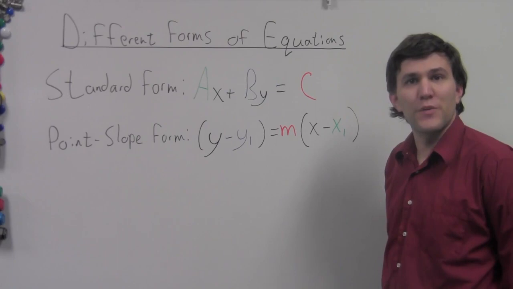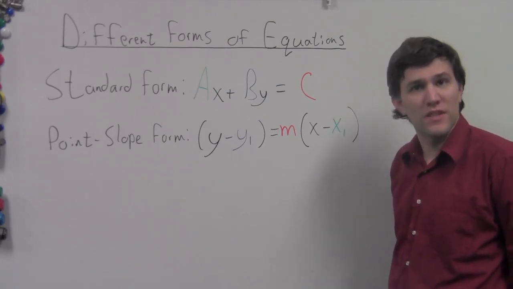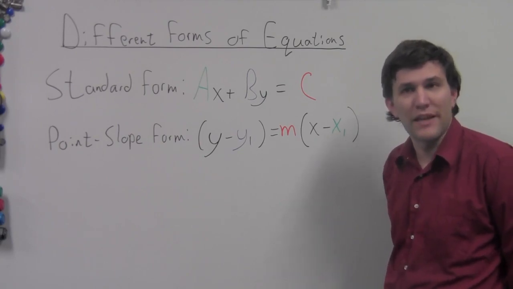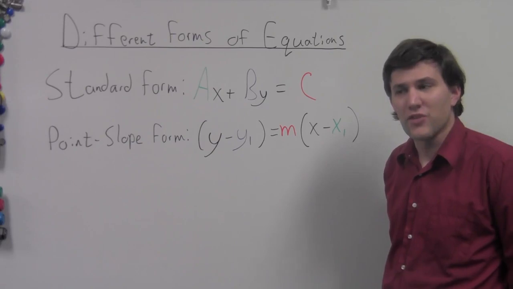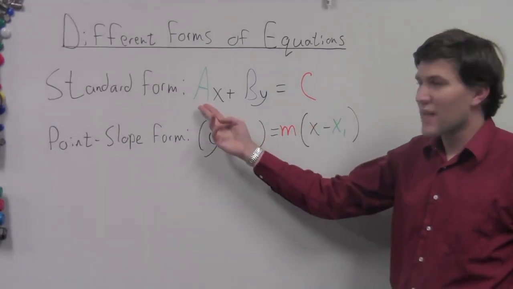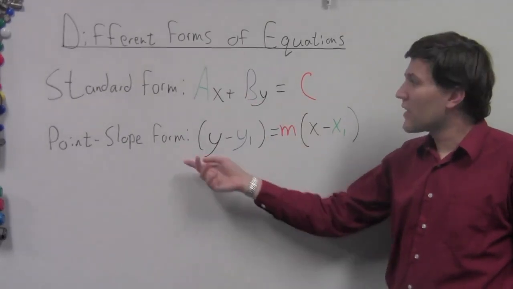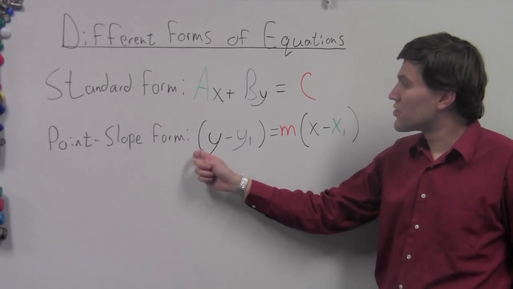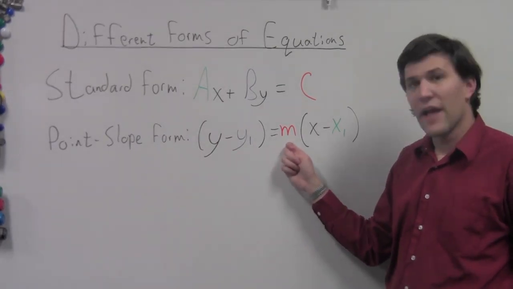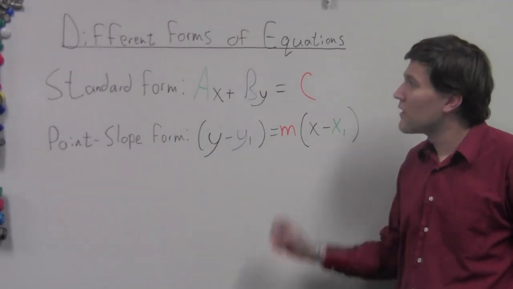Today we are going to be working with different forms of linear equations. Previously we have worked with slope-intercept form, which is written as y equals mx plus b. Today we're going to look at two other forms: standard form, which is written as ax plus by equals c, and point slope form, which is y minus y1 equals m times, in parentheses, x minus x1.